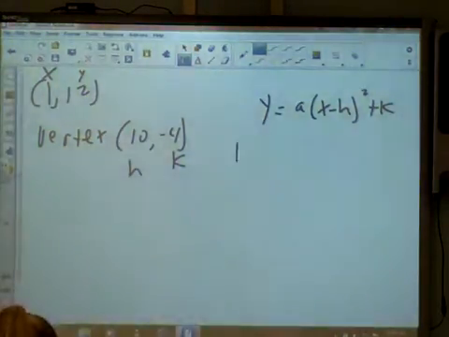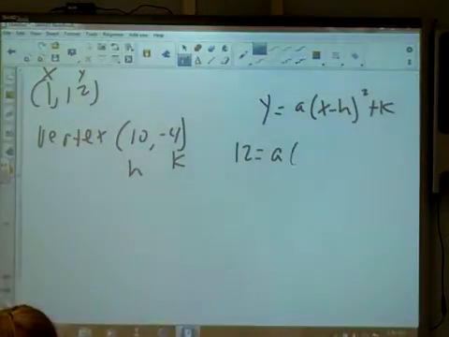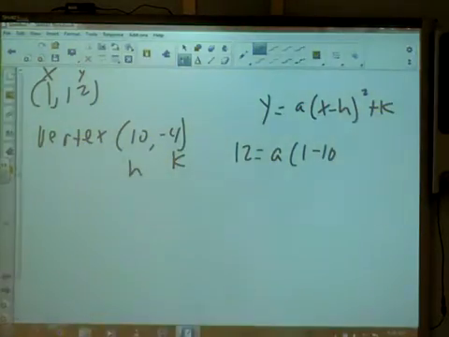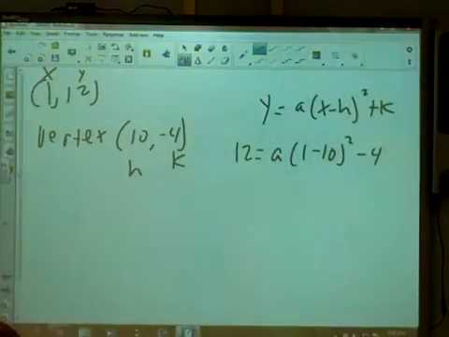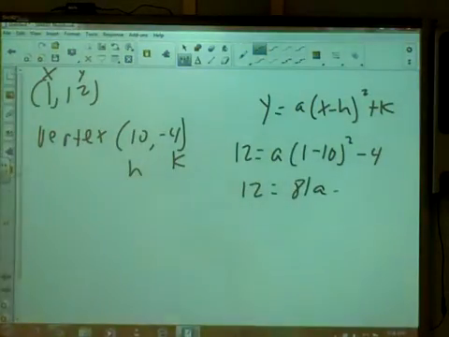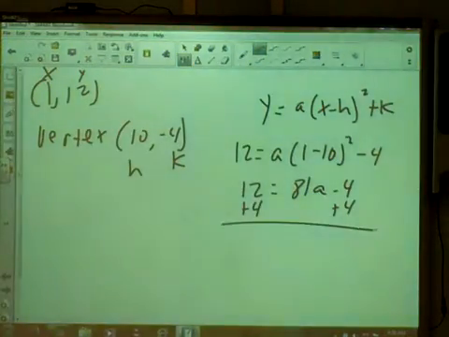So 12 equals a times (1 minus 10) squared plus -4, or you could just write -4, means the same thing. 1 minus 10 is -9. -9 squared is 81. What do I do to solve for a? Add 4. Y'all remember this? Y'all were good at this last week. 12 and 4 is 16 equals 81a.